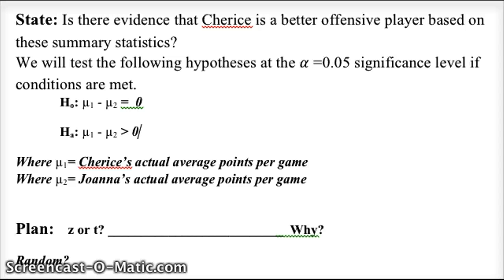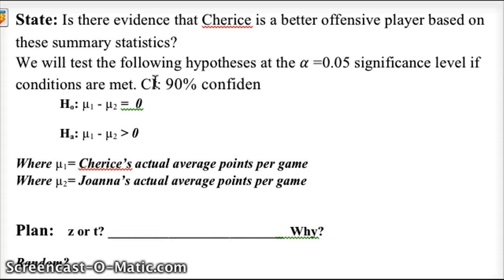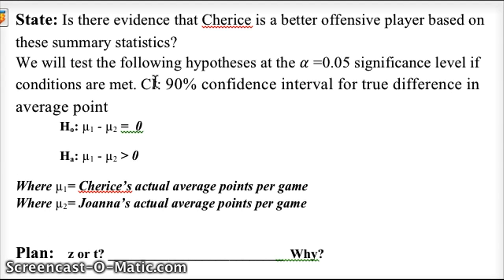If we're doing this for a confidence interval, we're not going to have any hypotheses, and we're going to state the confidence level we'd be using. Since we're looking at a one-sided test, that corresponds to a 90% confidence interval. So we're going to look at a 90% confidence interval for the true difference in average points scored.